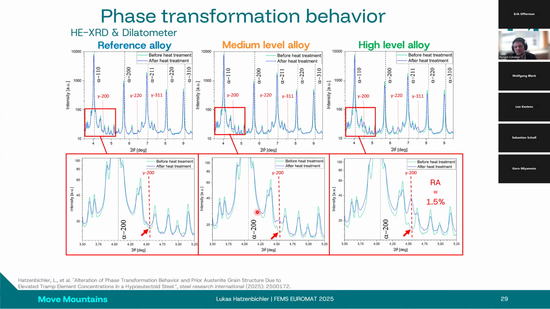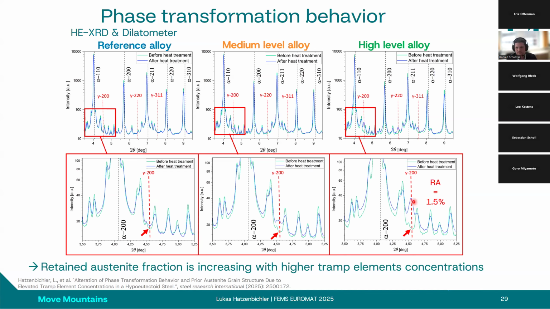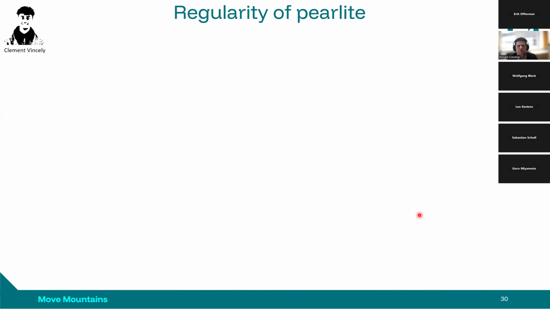So you see the influence of tramp elements. You can investigate the influence of tramp elements during the heat treatment and also in the final state by applying such methods. The retained austenite fraction increases with the tramp element concentrations, as we have this higher share of displacive phases like martensite and bainite, and so in the end also this higher share of retained austenite. What we did further, we investigated the influence of these tramp elements on the pearlitic microstructure.